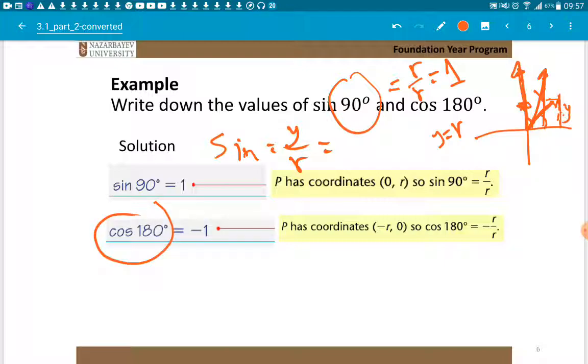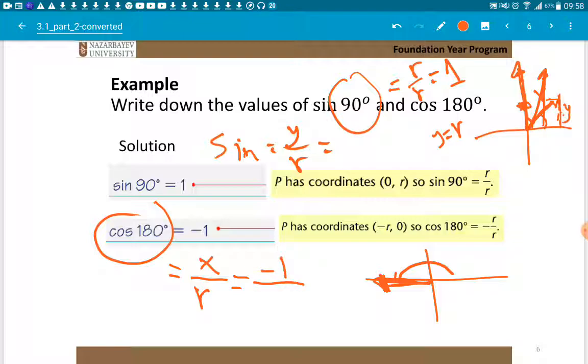Cos 180, here, that's 180. Cos is adjacent over hypotenuse. Look at the adjacent, how much is it? It's 1, but in the opposite direction, so it's negative 1. R is always positive, there is no negative radius, so the answer is negative 1 over 1, which is -1.